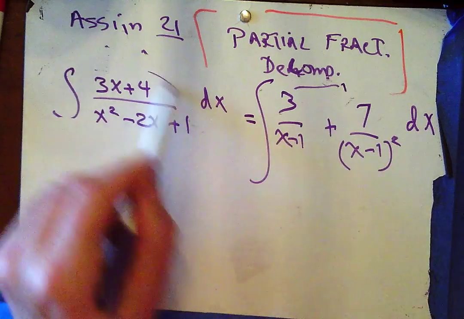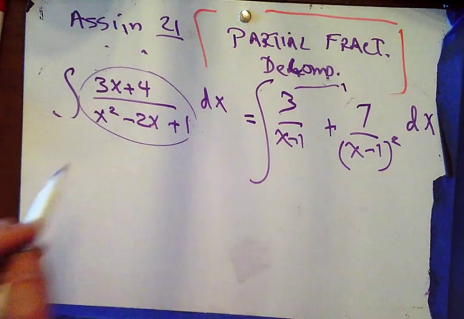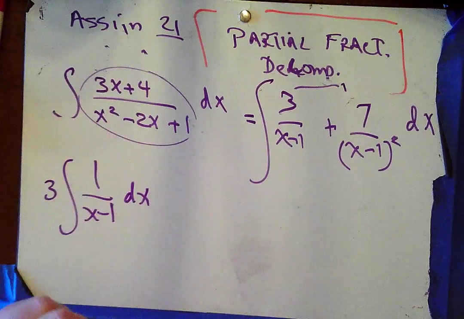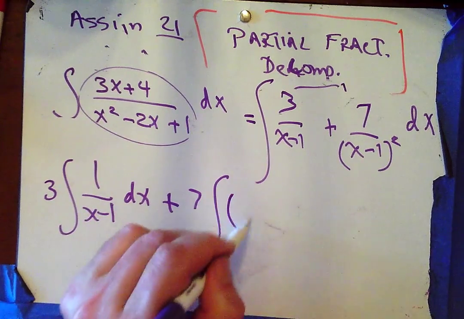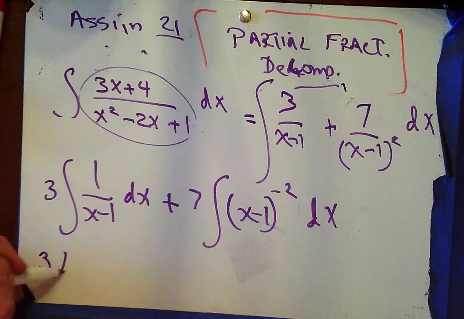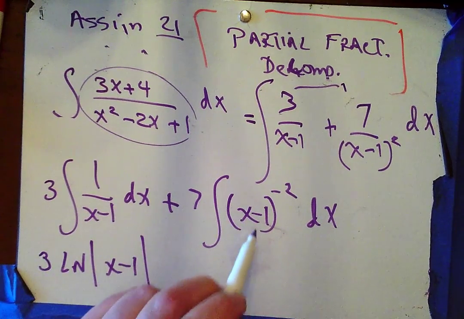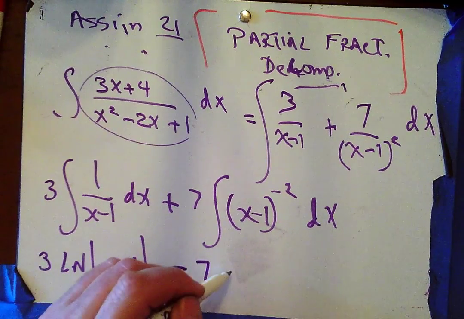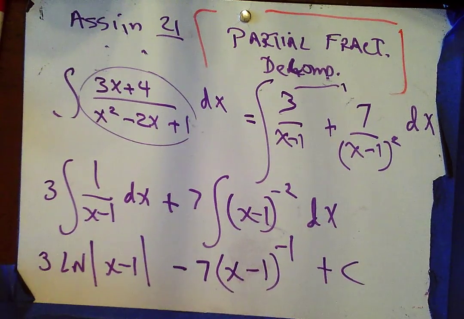Now we're saying that this integral, which we couldn't integrate, can be broken up into these two integrals, each of which we can integrate. So I've got this for the first one, plus this for the second one. Here, I'm going to have 3 ln |x minus 1|. And then the antiderivative here, this is not ln, this is add 1. And so I should have minus 7 (x minus 1) to the minus 1. And don't forget the plus c.